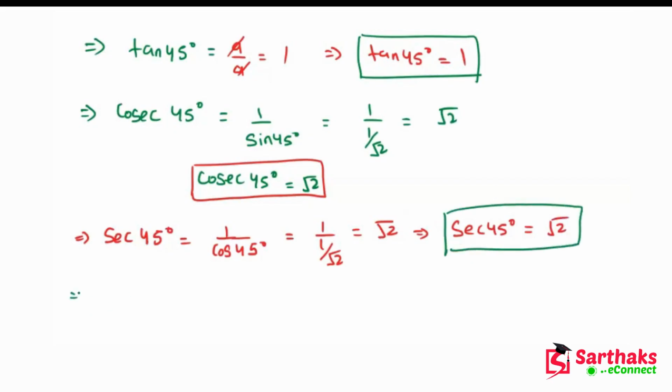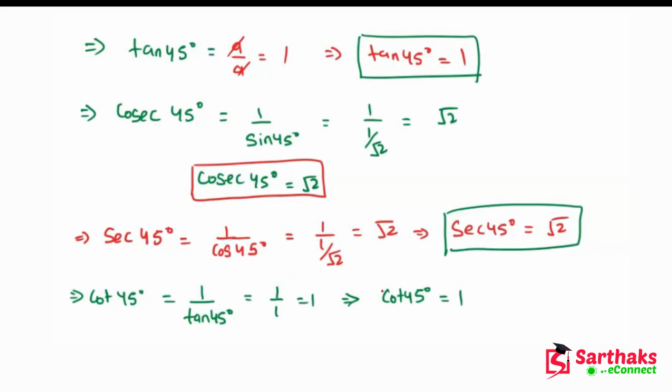Now the final one is cot 45 degrees. We know that cot 45 degrees is 1 upon tan 45 degrees. So we can write 1 upon tan 45, which is 1 upon 1, so this is equal to 1. So from this we can write cot 45 degrees is equal to 1.